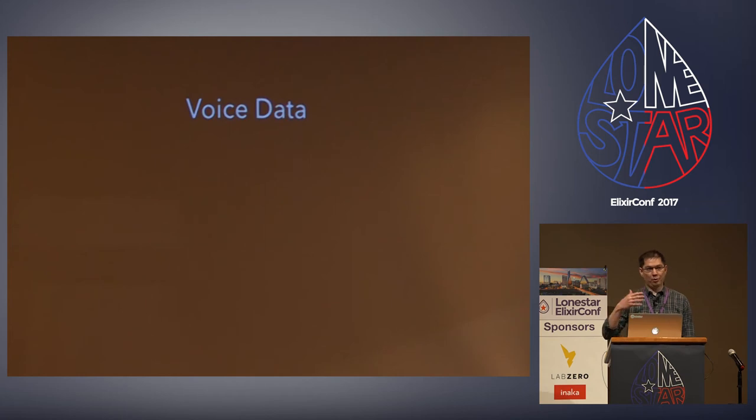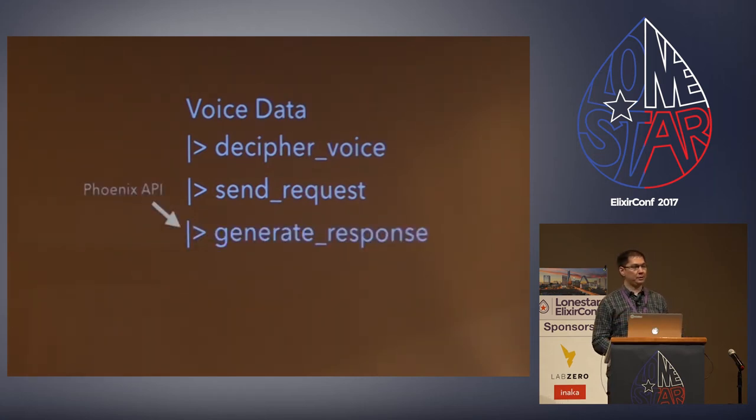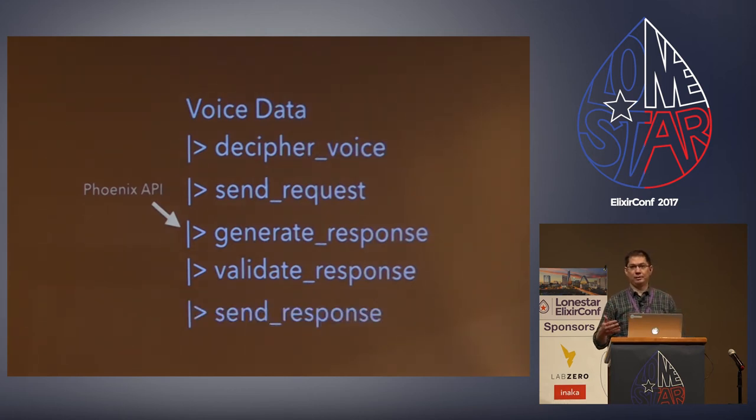So if we work through the process of how this utterance gets transformed: voice data comes through, the voice command gets deciphered into an utterance, and it sends a request. This is where you get that request and generate a response. Your Phoenix API could handle this. That response gets sent back to Amazon, it validates it, and then sends that back to someone's Echo or Dot, and they hear the speech.